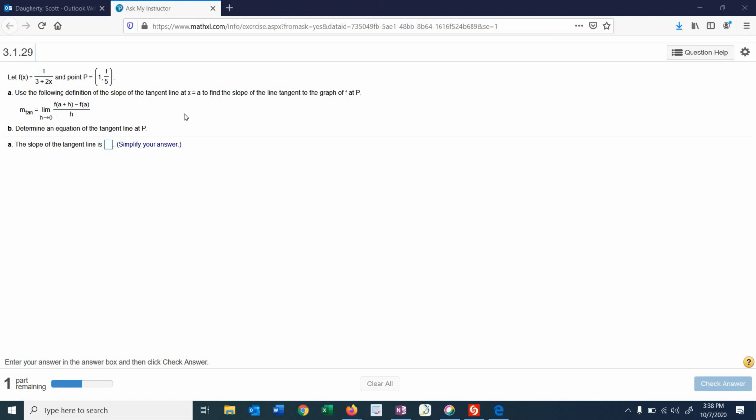On this particular problem, there's two things we need to do. The first thing we need to do is to find the slope of the tangent line to this function at this particular point using this formula. And after we do that, we're going to find the equation of the tangent line to this function at that particular point. Okay, so let's find the slope of the tangent line first using this formula.